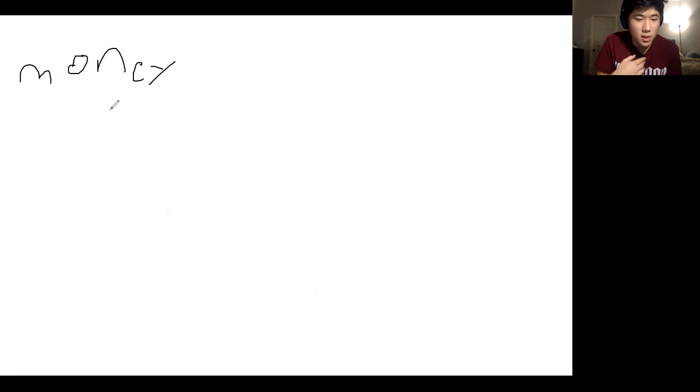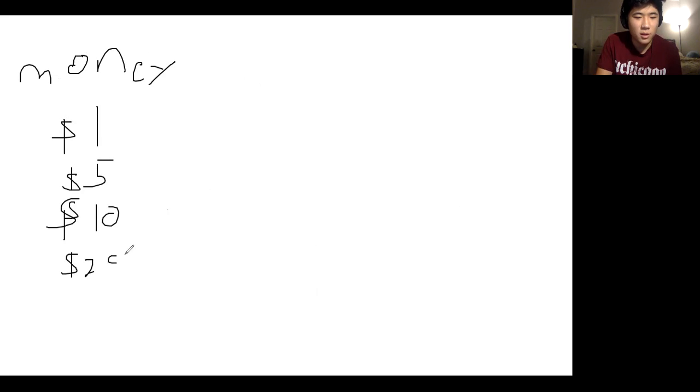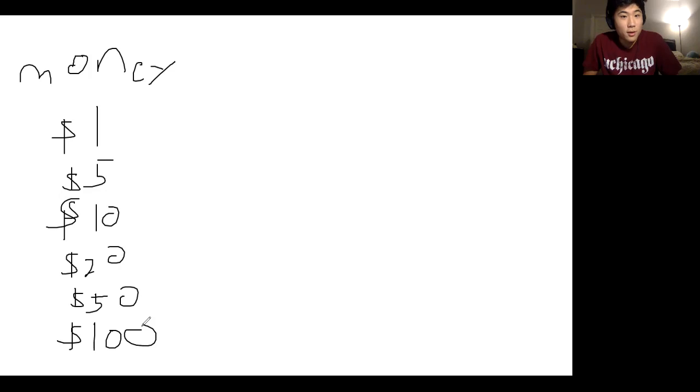So in terms of dollar bills, this is for US dollars. We have a $1 bill, we have a $5 bill, we have a $10 bill, and we have a $20 bill. We also have a $50 bill and a $100 bill. I think that's it. We also have a $2 bill, but that one's not very conventional.